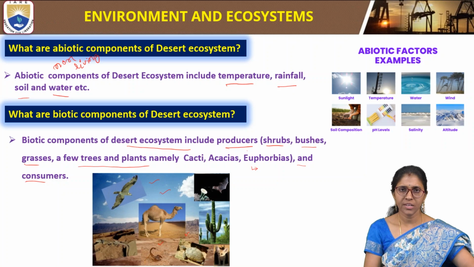So the abiotic components of the ecosystem are temperature, rainfall, soil and water, and also wind, altitude, salinity and pH levels.